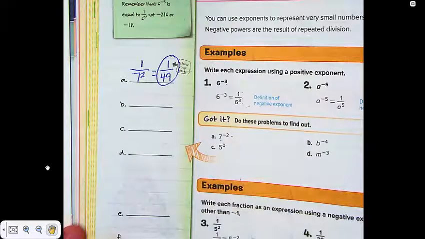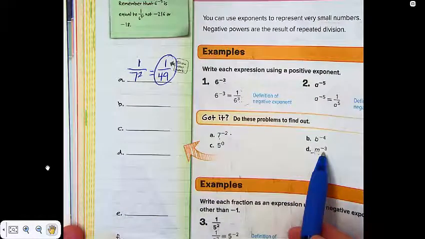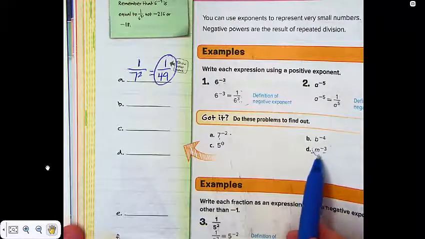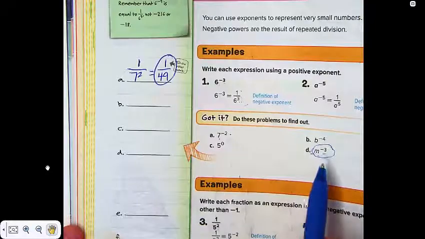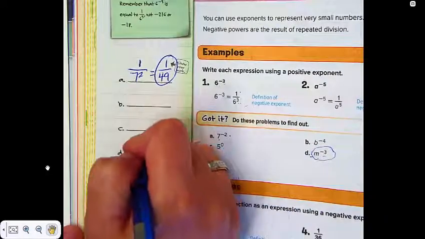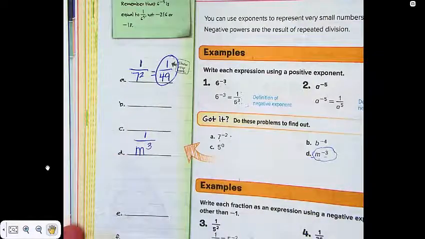Okay? Let's jump down to D. It says m to the -3rd. Again, I'm going to turn that into a fraction where I'm going to move this entire term to the bottom of the fraction to get rid of that -3. So it becomes 1 over m to the +3rd.